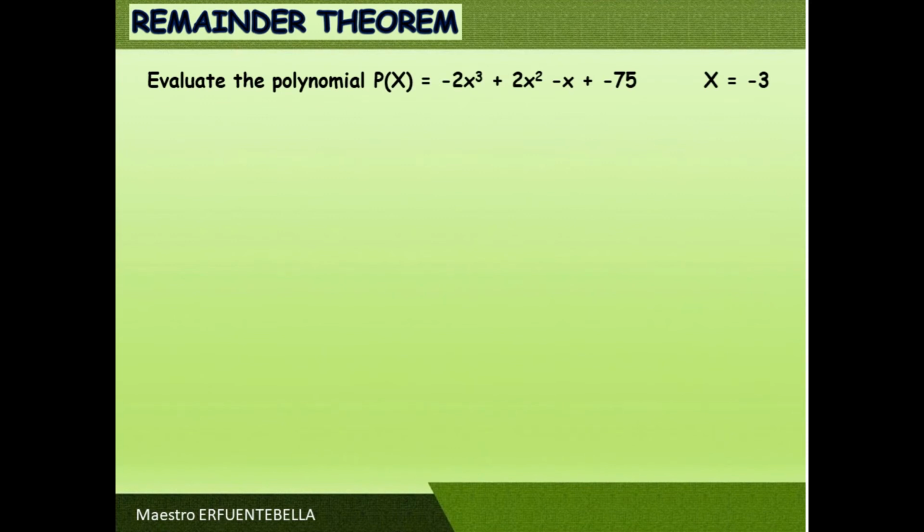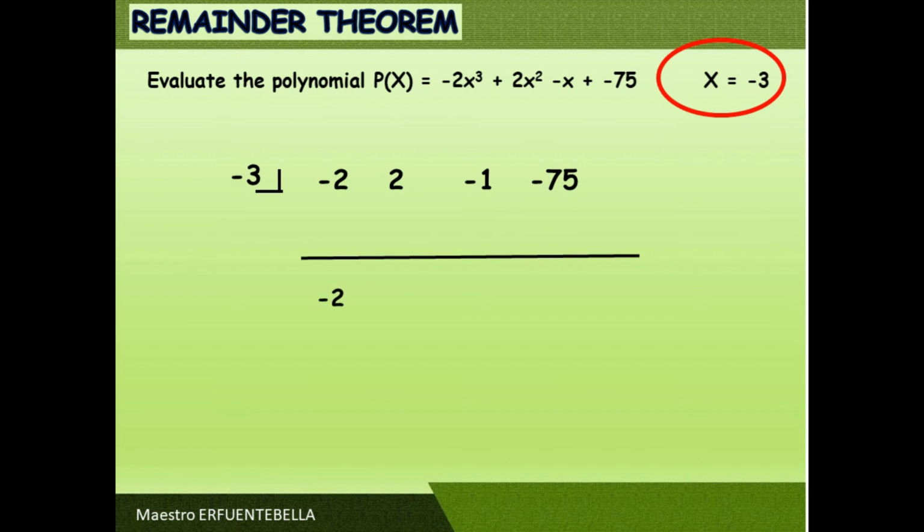Okay, so let's have another example. The given polynomial is negative 2x cubed plus 2x squared minus x plus negative 75 and x equals negative 3. Okay. Now we have negative 3 as the value of small letter r. Then copy all the numerical coefficients: negative 2, 2, negative 1, and negative 75.